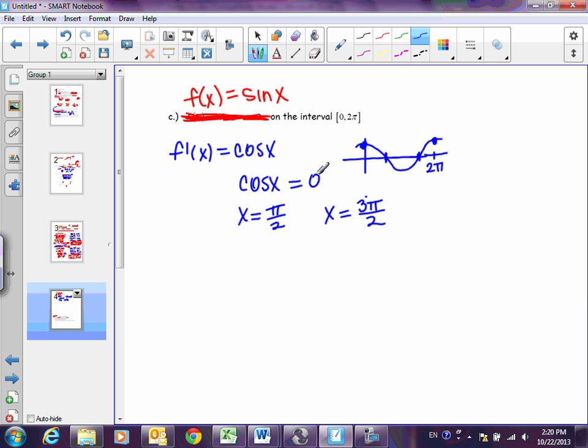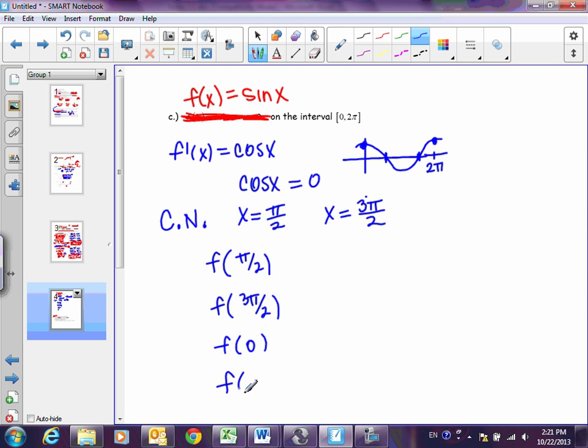What if this was cosine x equals -1? What would your x value be? It'd be pi. Okay, you know what the parent functions look like. Use that to your advantage. So these are my two critical numbers. So I need to figure out, okay, what is f of pi over 2? I need to find what is f of 3 pi over 2. What else do I need to plug into f?